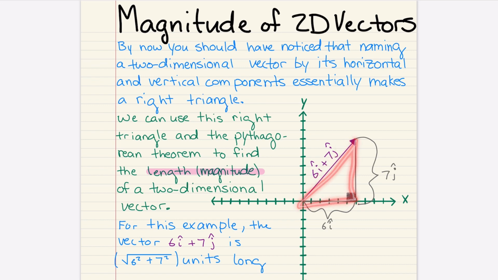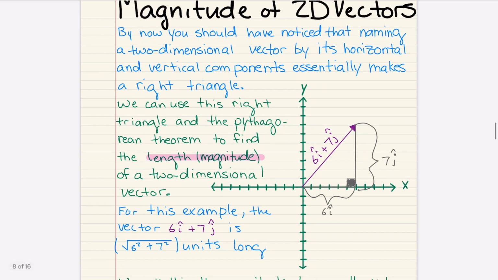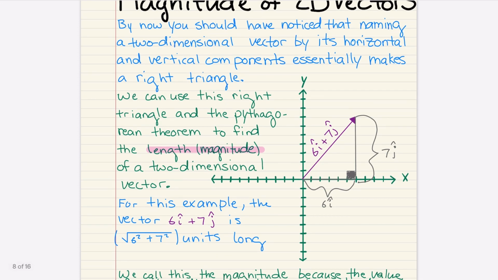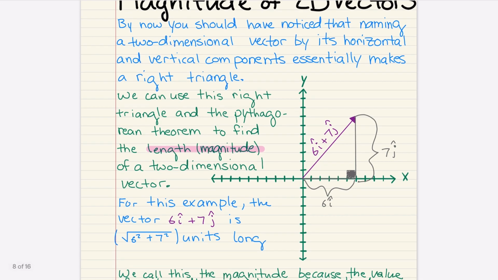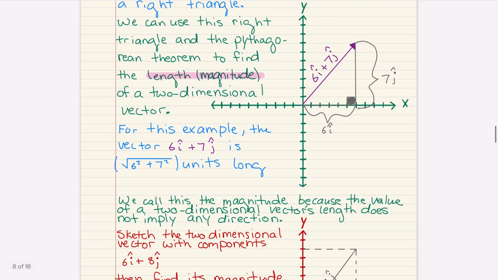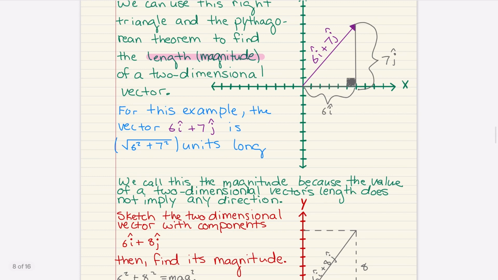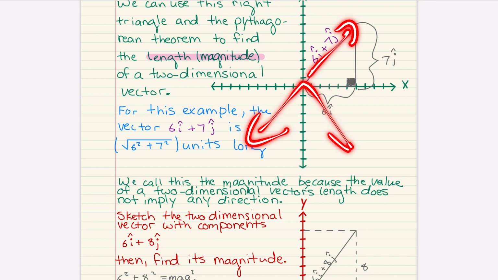No, you'll notice that this is a right triangle. So the length of our actual vector here is actually the hypotenuse of this right triangle. So yeah, then you'll find it in the same way that you'd find the hypotenuse using the Pythagorean theorem. So then we could say that the magnitude of this vector 6 I hat plus 7 J hat is actually just the square root of 6 squared plus 7 squared, all right? So we call this the magnitude because the value of a two-dimensional vector's length does not apply any direction, all right? So if we're just talking about the length of this arrow, it would be the same length whether it was pointing this way or if it was pointing this way or even this way.